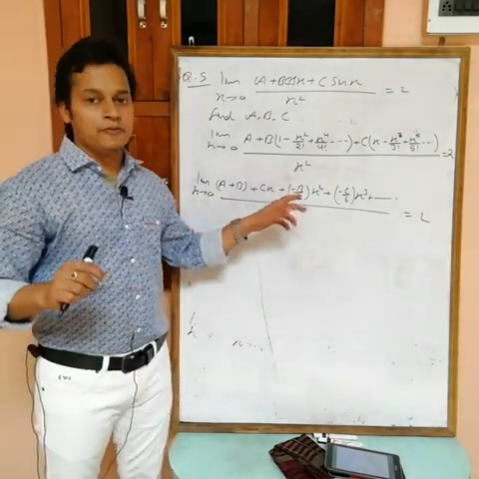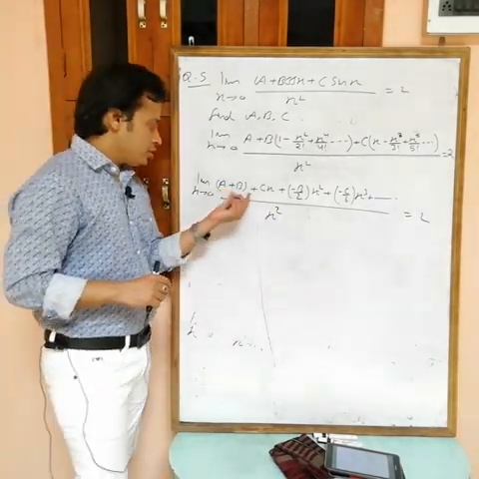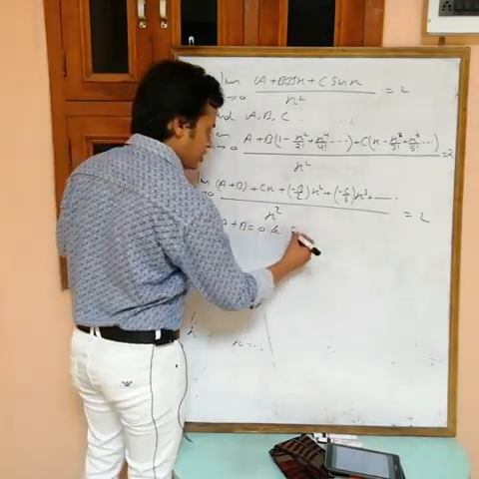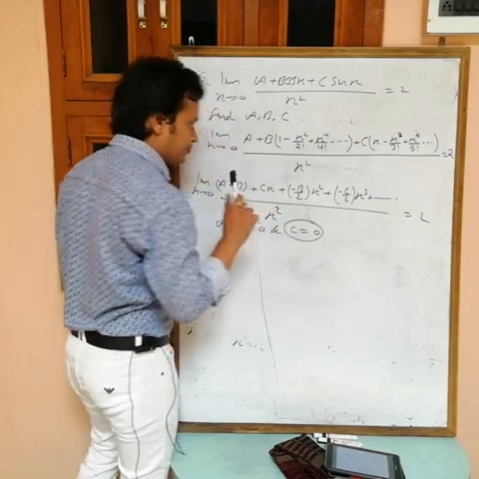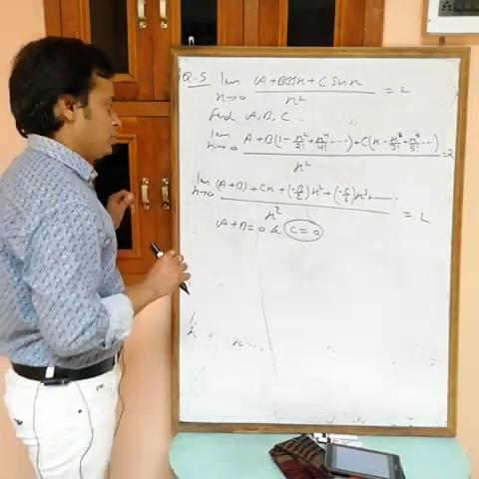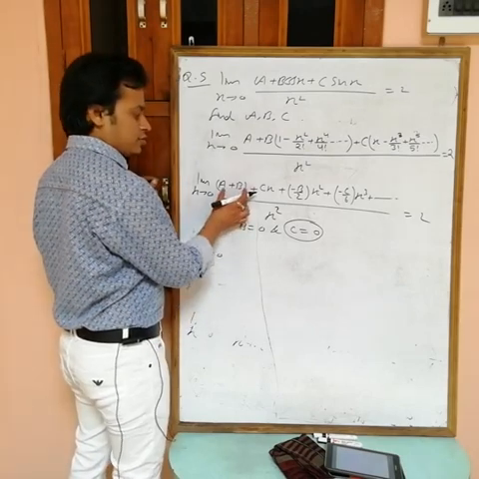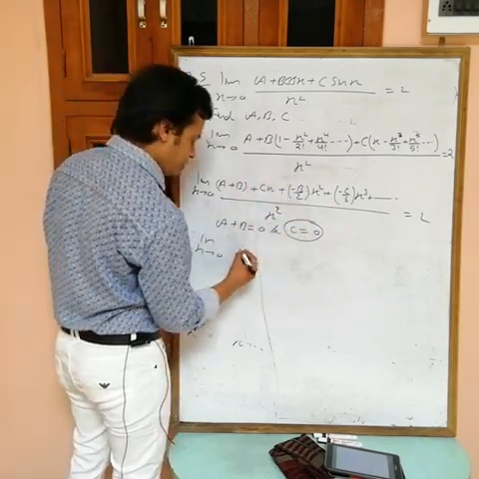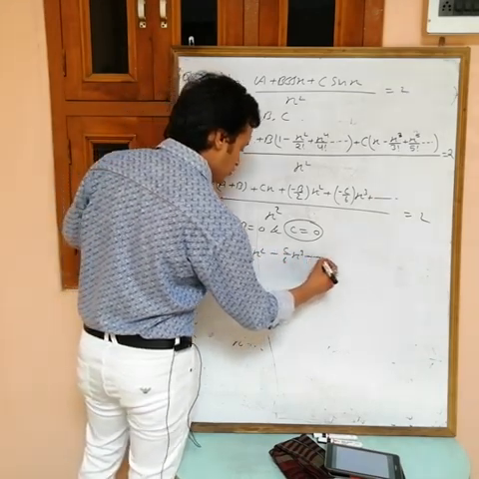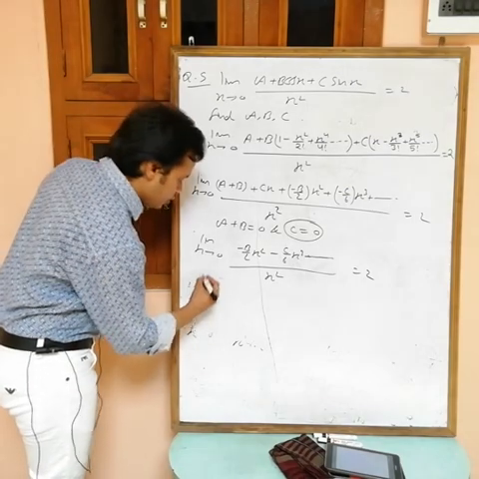Then in the numerator also the minimum power of x must be equal to 2. It means the constant term and the coefficient of x must be equal to 0. So we are getting that a plus b equals 0 and c equals 0. Now put the values. What we are getting: only minus b by 2 x square minus c by 6 x cube, divided by x square, equals 2. Divide with x square now.